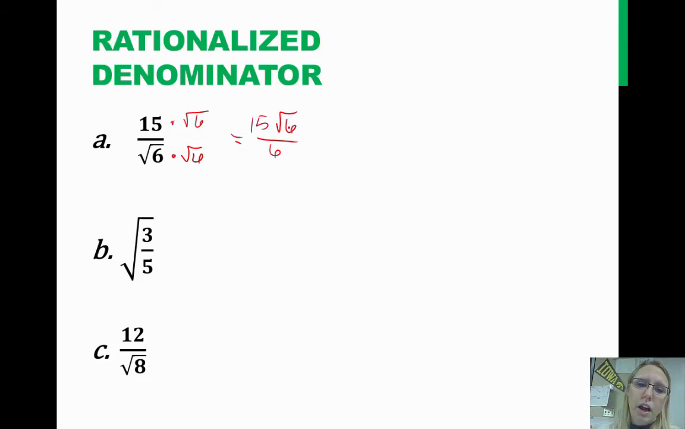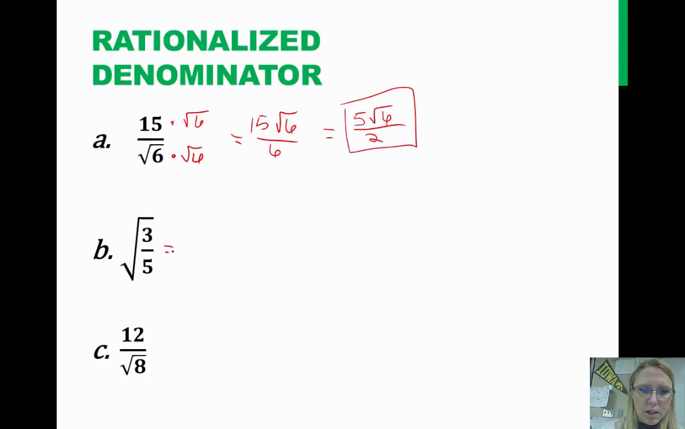Now, if I could, I should reduce this. And notice that 3 goes both into 15 and 6. So I can divide top and bottom by 3. So I have 5 square root of 6, and then I have 2 on the bottom. So this is my rationalized denominator.